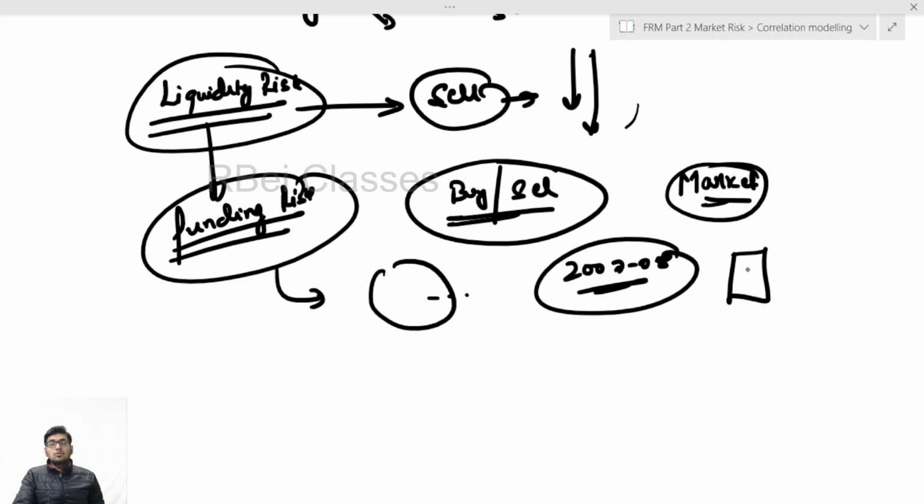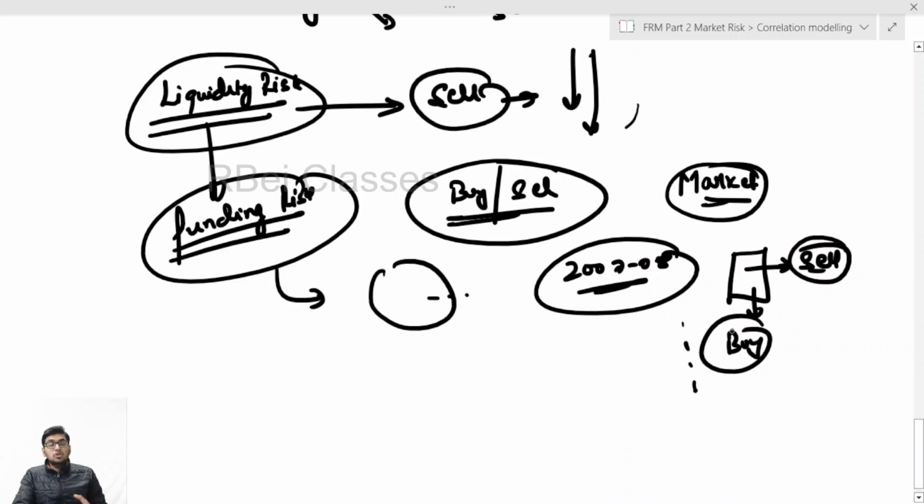Those who were on the sell side were in profit, but those on the buy side, suppose they had bought futures and the market is going down, now they need to post margins with the exchange, but they are unable to post the margin. Why? Because they are not able to borrow money from the market to post as margin, and hence they have to square off their position at losses, and hence they defaulted. This we call funding risk.